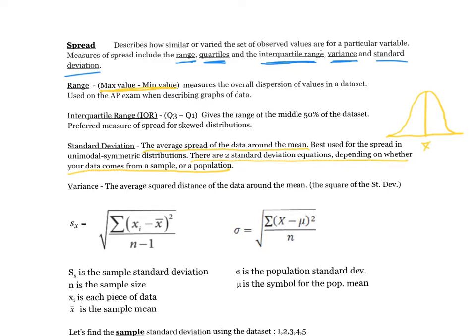The variance is another measure of spread, and that's the average squared distance of the data around the mean. And the way you get variance is you just square the standard deviation. And the variance is actually part of the formula for standard deviation. It's the stuff underneath the square root symbol. So it's before you take the square root. That's the variance.